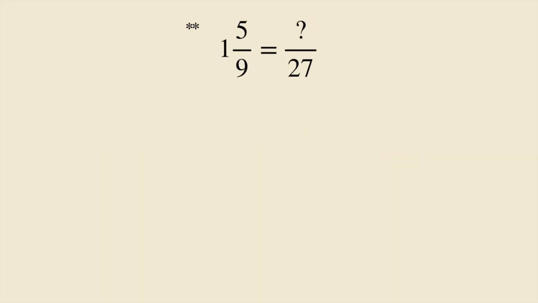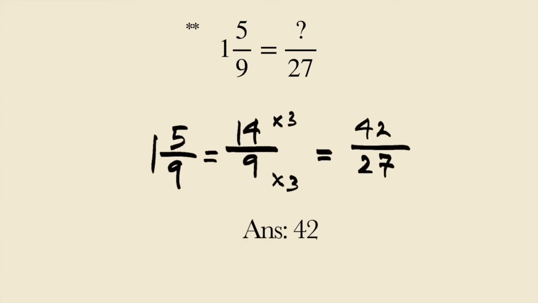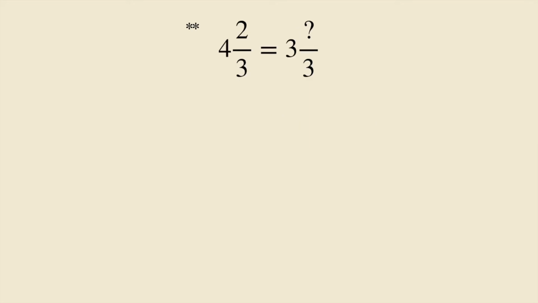Well, we have to turn the denominator from 9 to 27. So what we can do is to first turn this into an improper fraction and then multiply by 3 so that it becomes 27 for the denominator. And the answer here is 42.